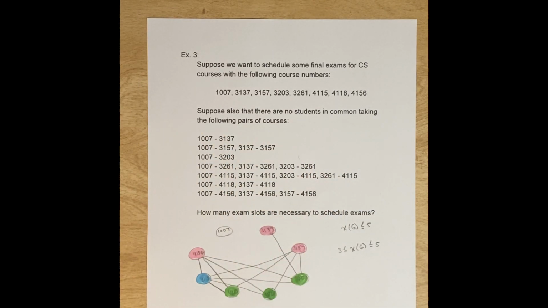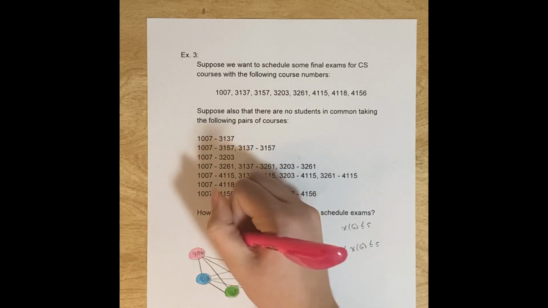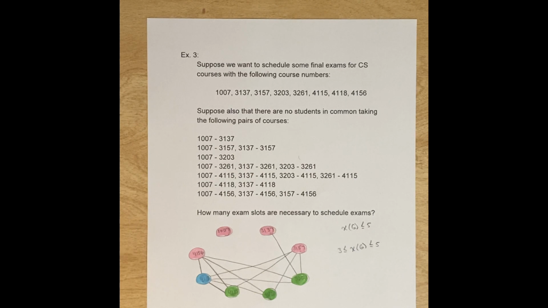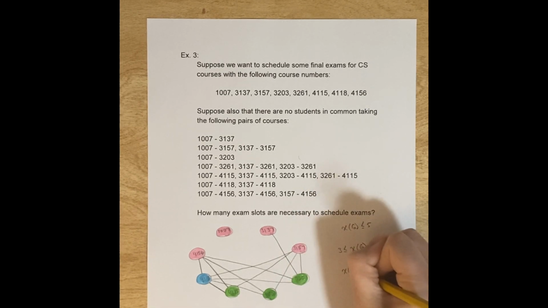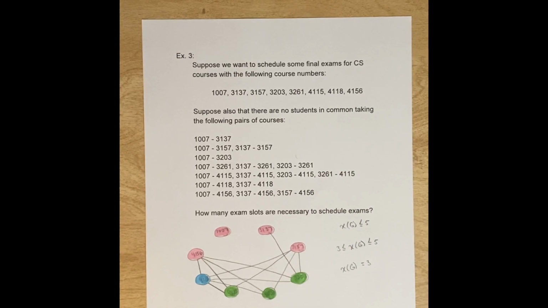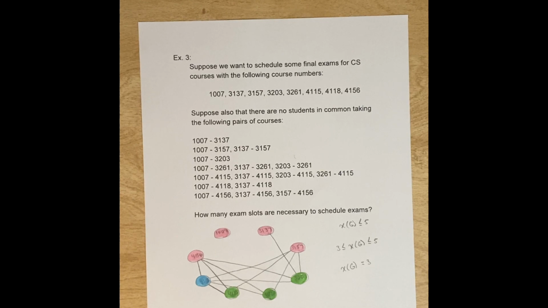And then 1007 is not adjacent to any of the points on this graph, and therefore can be any of the 3 colors. And I'm also going to choose pink for this one as well. So we see here that the chromatic number is equal to 3, and therefore we're going to end up needing 3 different slots for the exams.